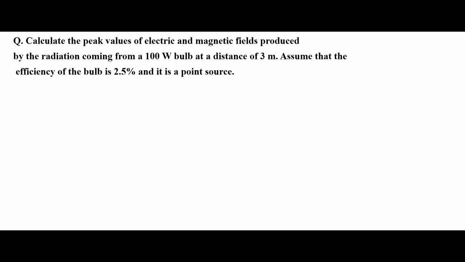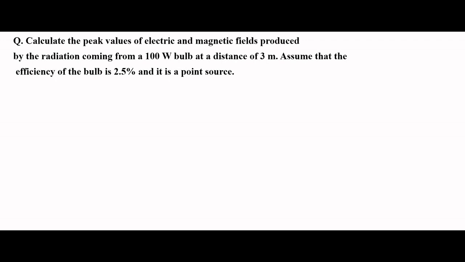So here is another question on properties of electromagnetic waves. It is given that: calculate the peak values of electric and magnetic fields produced by the radiation coming from a 100-watt bulb, that is the rating, at a distance of 3 meters. Assume that the efficiency of the bulb is 2.5% and it is a point source.